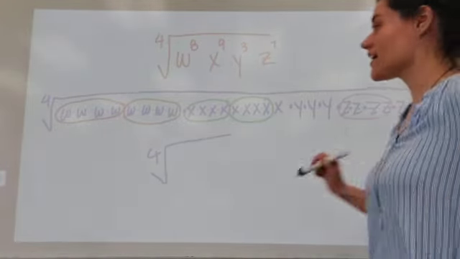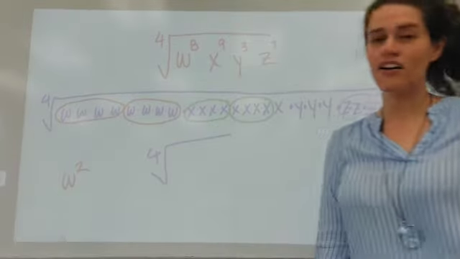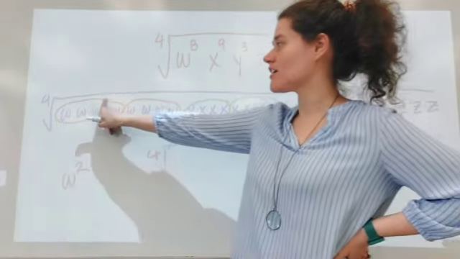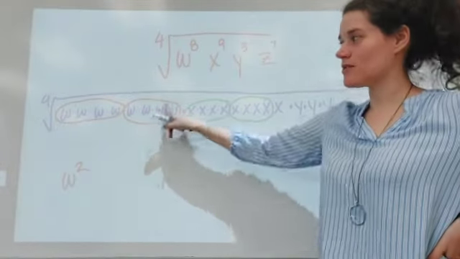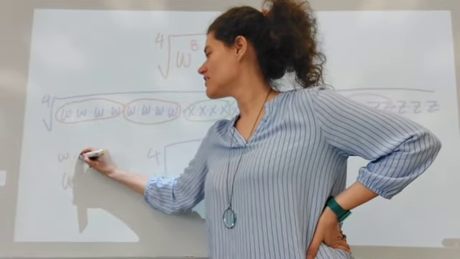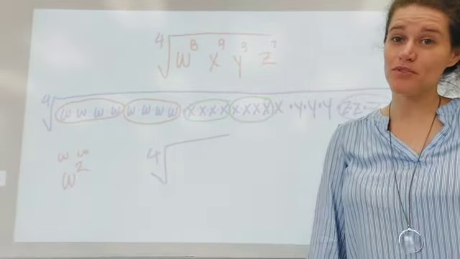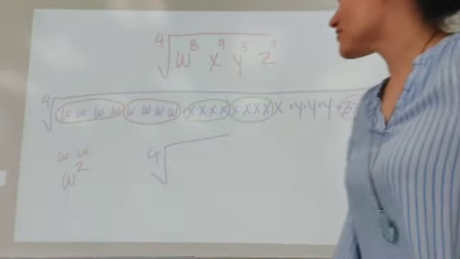That means that I can have a W squared on the outside, because this would be one W on the outside, and this would be another W on the outside, and then the W times W would give me W squared. So that's going to come out.